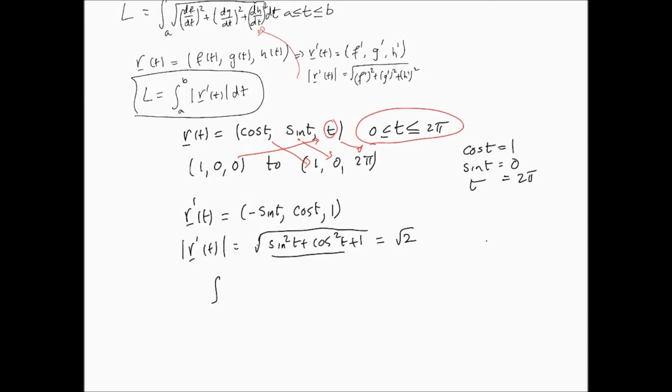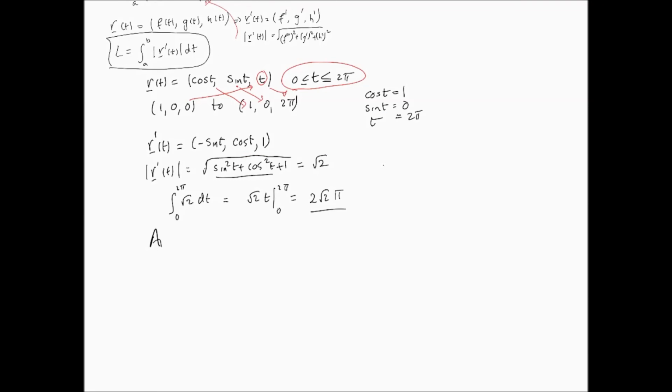Now we proceed to the integration from 0 to 2π of square root 2, which is the magnitude of the tangent vector, dt, and that's then equal to simply √2 t from 0 to 2π, which turns out to be just 2√2 π. And that's the arc length of this curve.